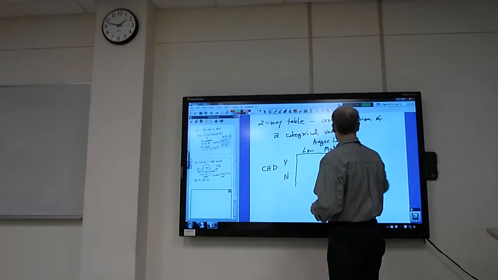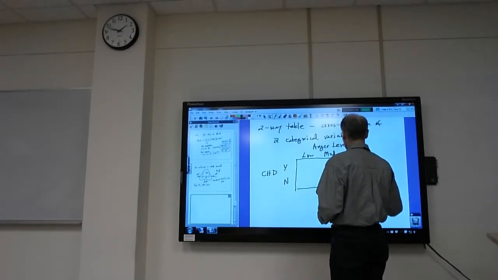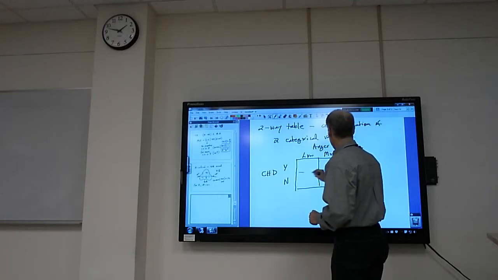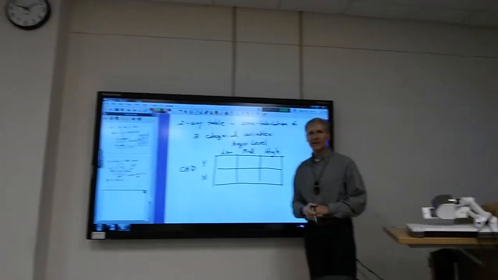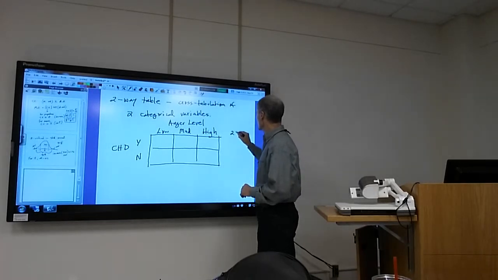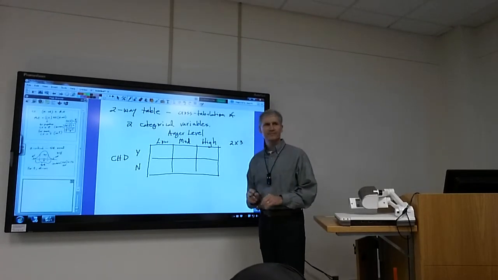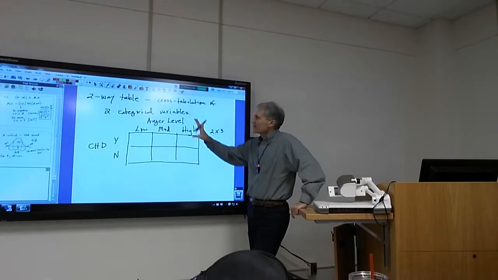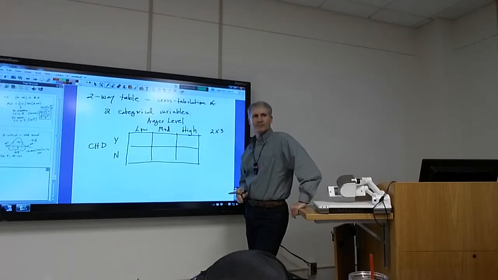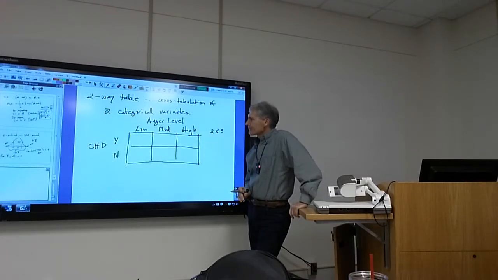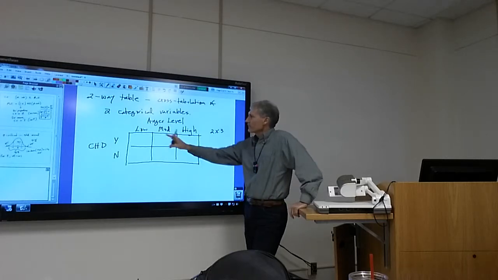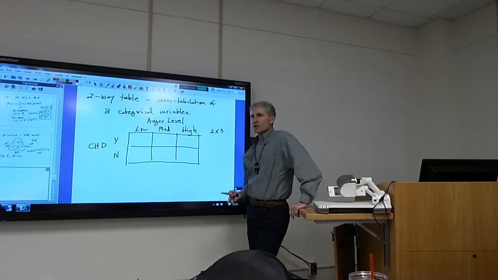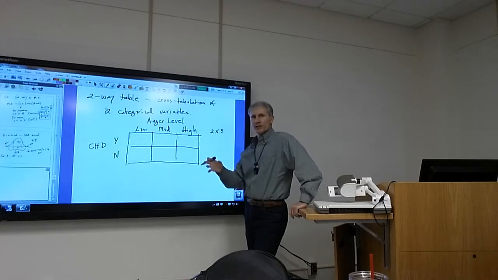Then I draw a table that has 2 rows and 3 columns. So this is said to be a 2 by 3 table. This book uses the word contingency table, but they usually refer to it as a two-way table. Okay, and then you'll fill in each cell of this table with the counts from your study of where everybody falls.